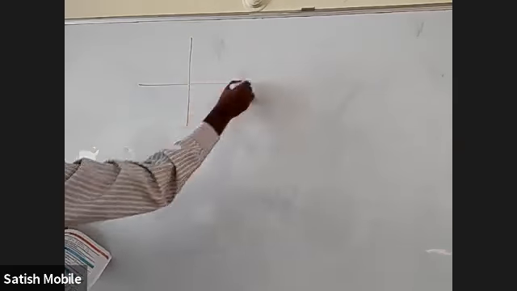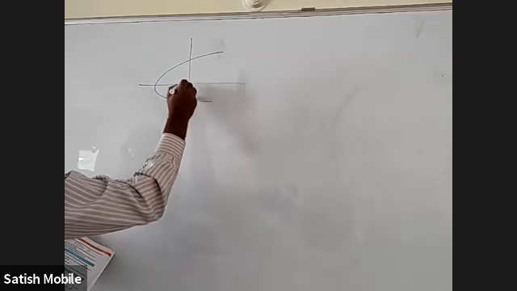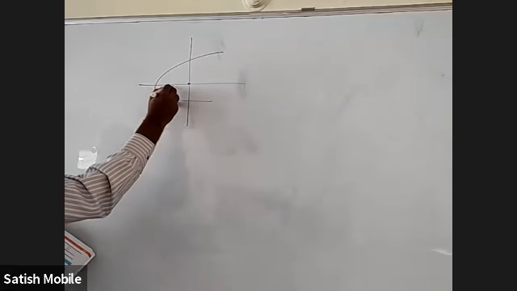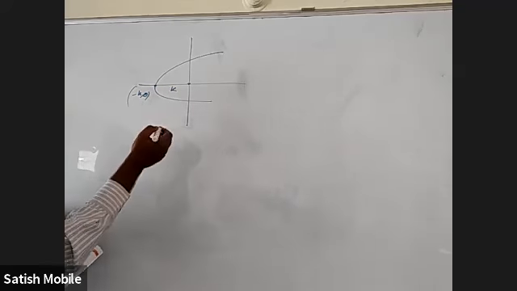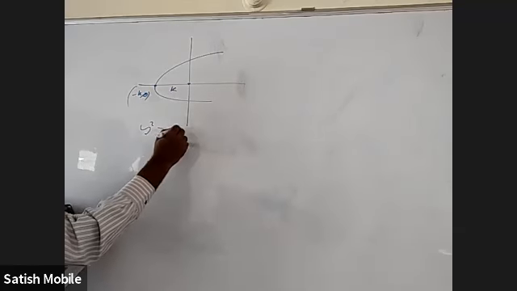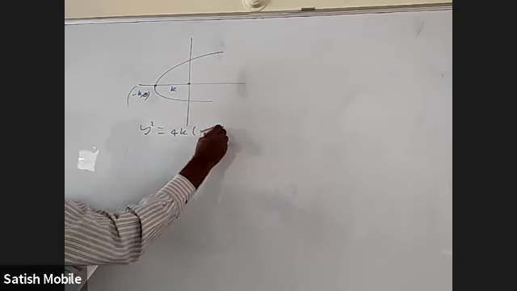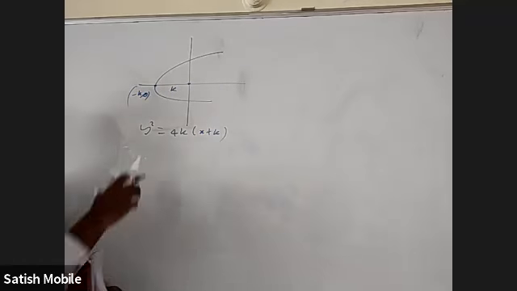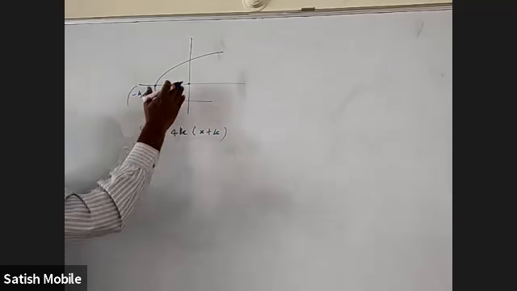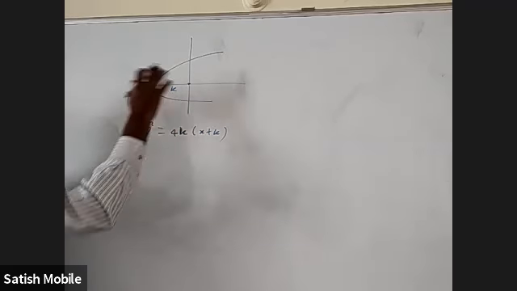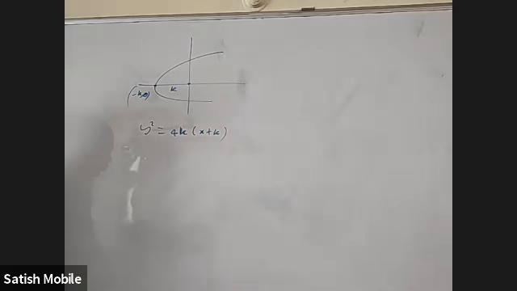Okay, so we want a parabola with focus at the origin. If I take this length as some k, this will be minus k comma 0 and the latus rectum is 4k. It will be in the form y square equal to 4k into x plus k. Whatever k you take, k equal to 1 or 2 or 3, it is always a parabola whose axis is the x-axis and focus is at the origin, right?